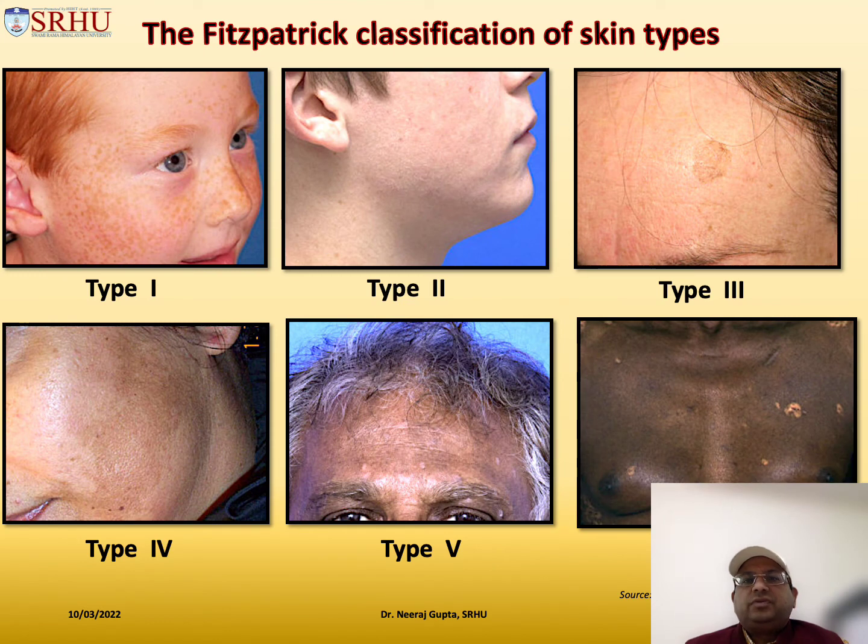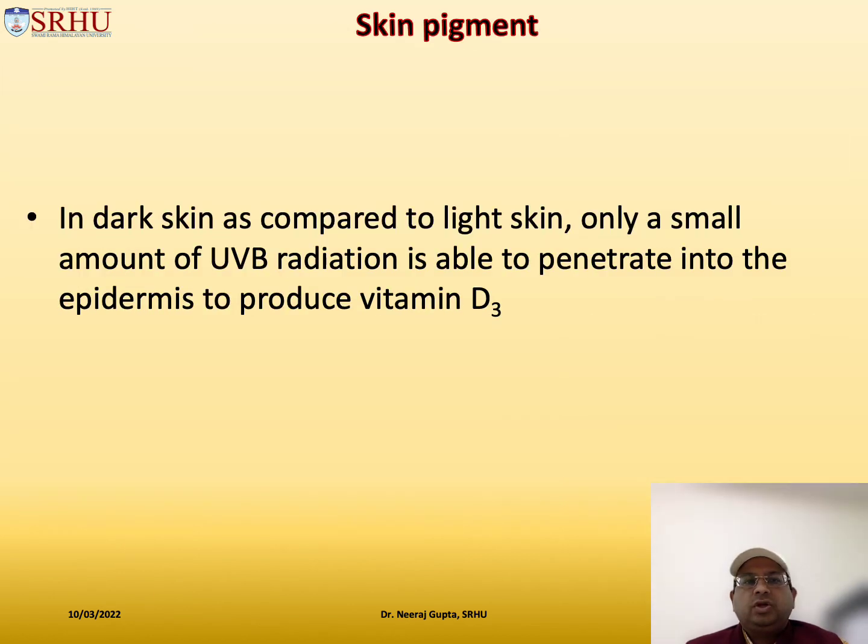Now, if we summarize from type 1 to 6, there is an increase in resistance to sunburn and they are more prone to tanning. Now, though type 6 skin is quite heavily pigmented, still UVB radiation is able to penetrate the epidermis to form vitamin D, but to a smaller extent.